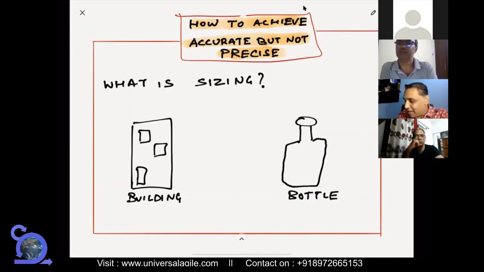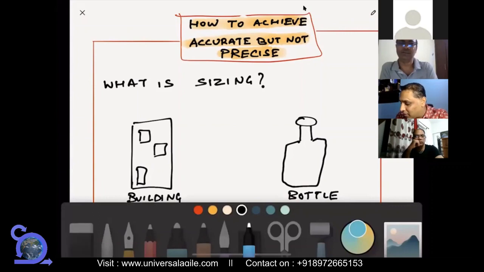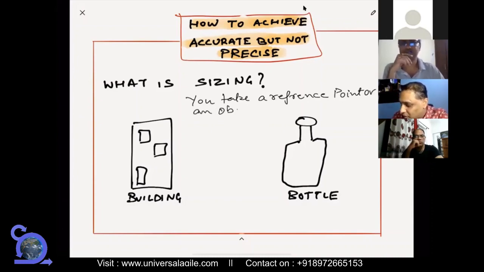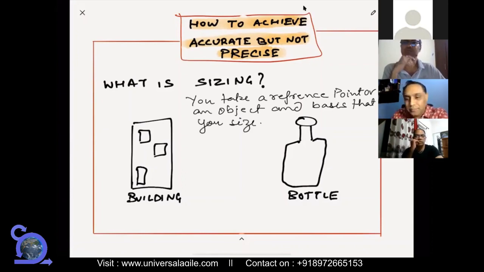So what is sizing? Sizing is nothing but you take a reference point or an object, and basis that, you size. Make sense?